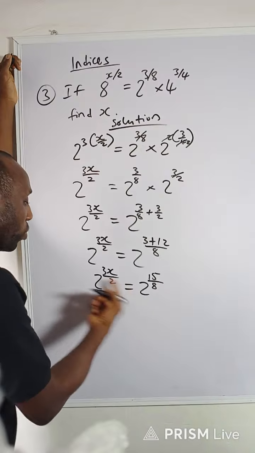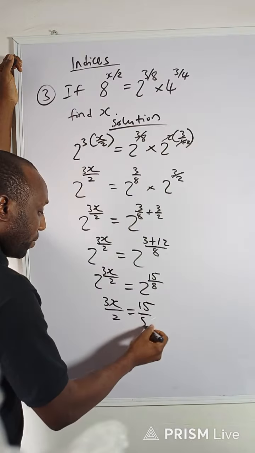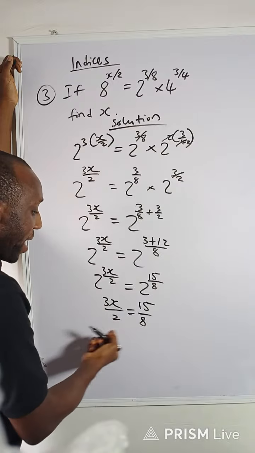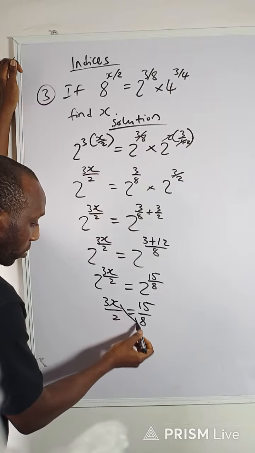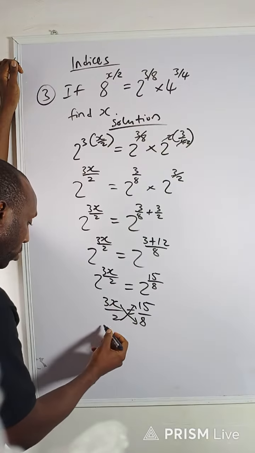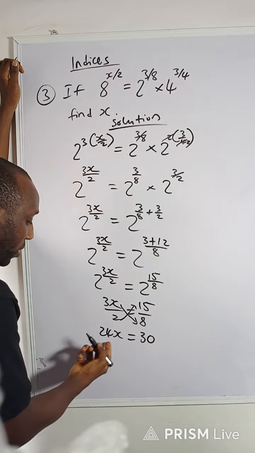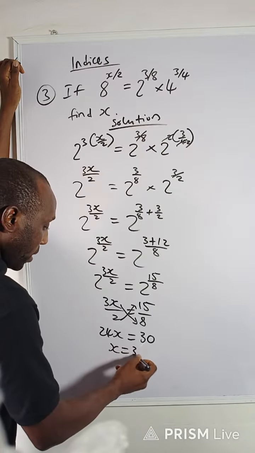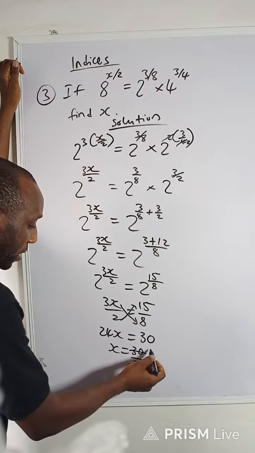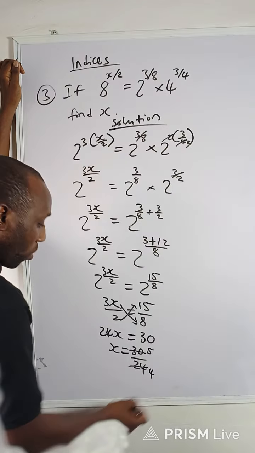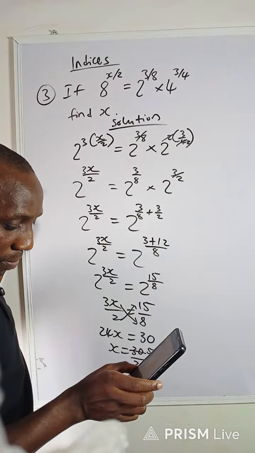Now they have the same base on both sides. We equate the exponents. So that will be 3x over 2 is equal to 15 over 8. You can multiply both sides by 8 because that's the LCM of 8 and 2, or you can just cross multiply. So let's just cross multiply. 3x times 8 is 24x. 2 times 15 is 30. Divide both sides by 24. x is equal to 30 over 24. What can divide both of them? I think 6 can go. So 6 here is 5, and 6 here is 4. So what's your answer? 5 over 4. Am I even correct? Somebody talk to me.